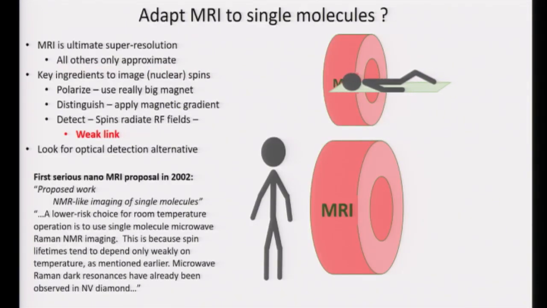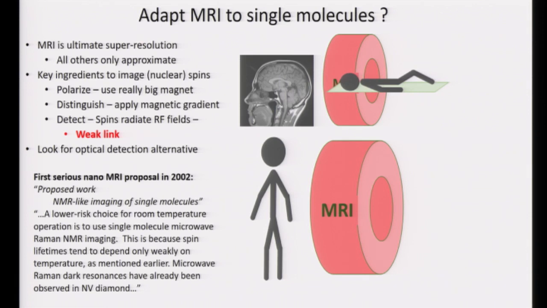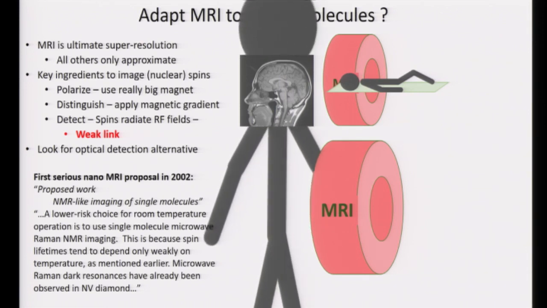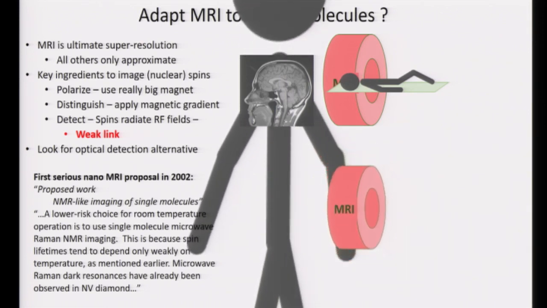And what I found out is that the ultimate super resolution is gradient field imaging, like magnetic resonance imaging. So you go to the doctor's office, you get an MRI. That's the ultimate super resolution, okay? Everything else is an approximation to that. And so if you want to shrink it down, what do you need to do? Well, there's three steps. You got to polarize, distinguish the spins, detect.